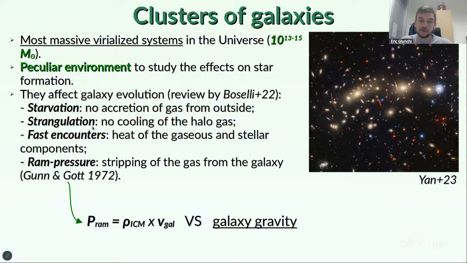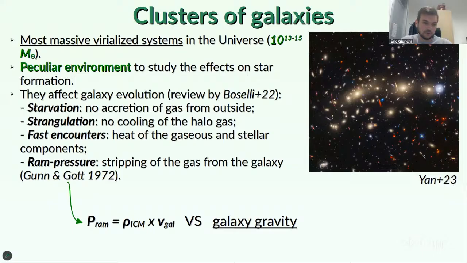There is also the strangulation. Because of conduction, the gas that is in the galactic halo cannot cool down anymore, and so also this reservoir of cold gas is completely stopped. Or we have also fast encounters with other galaxies in the cluster that have also the effect of heating up the gas and stellar components, so again preventing the gas cooling and therefore the formation of new stars.